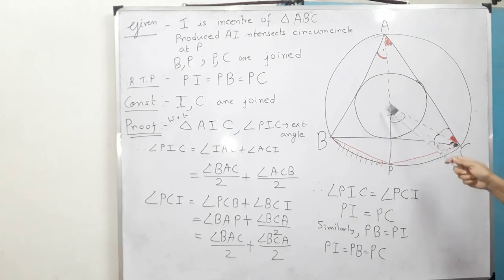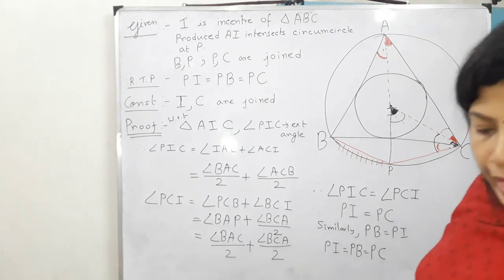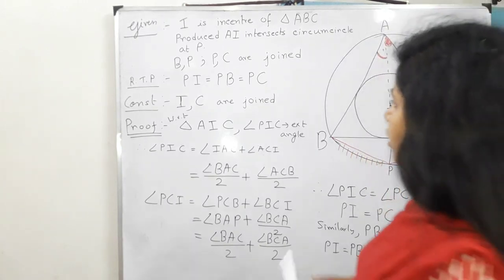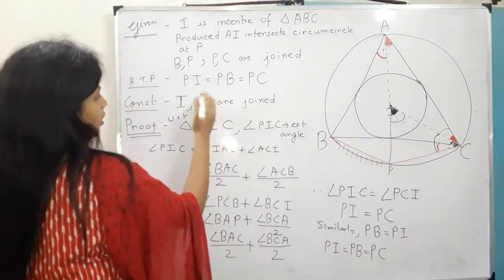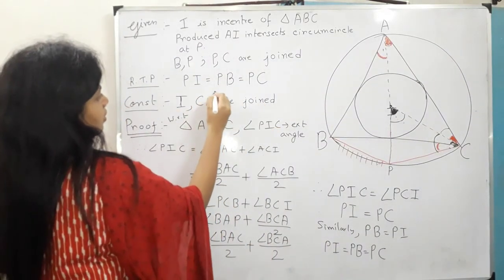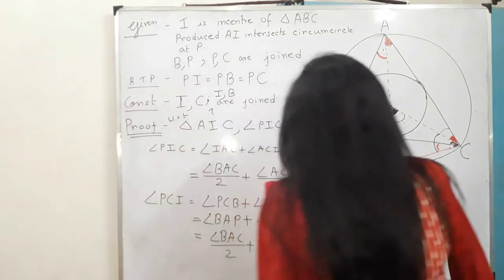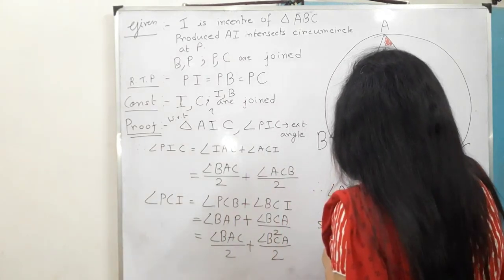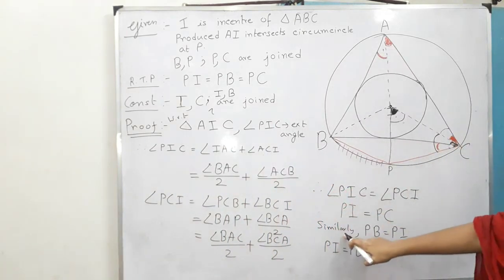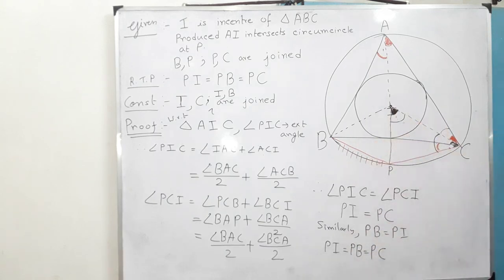Now similarly, if you join this one also, you will get that PB equals PI. So joining both of them, you will get PI equals PB equals PC. It is better if you write both of them in the construction part. I, C are joined, write it down like this. I, B are joined, both of them joined also. Because if I say similarly, I have to show this one also. Now go through this properly and try to understand.